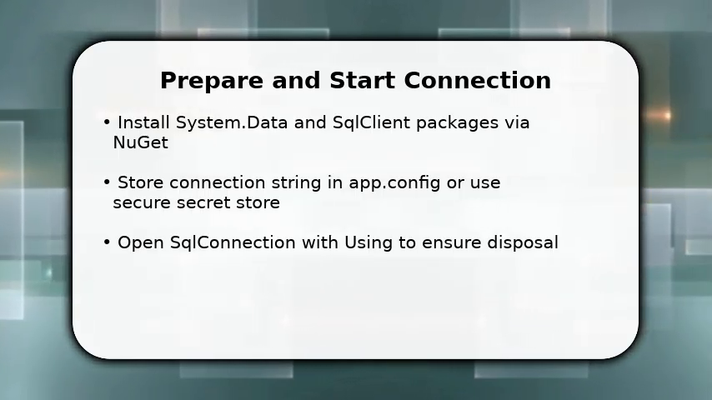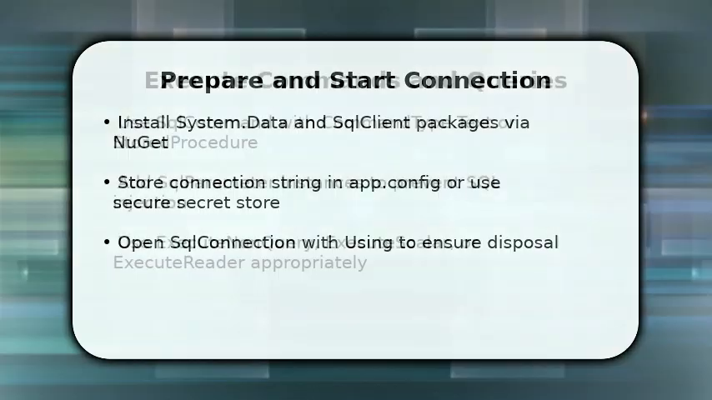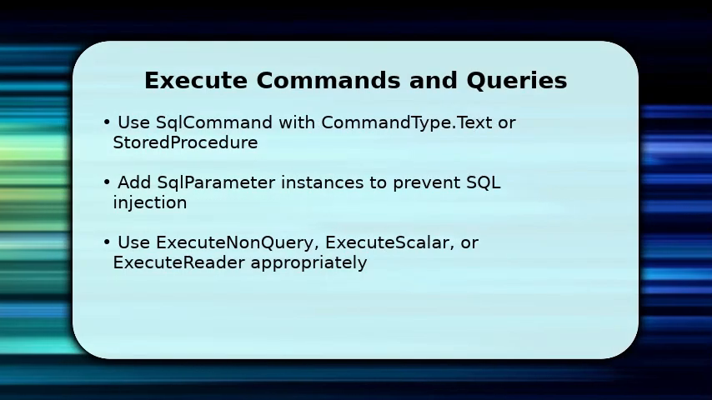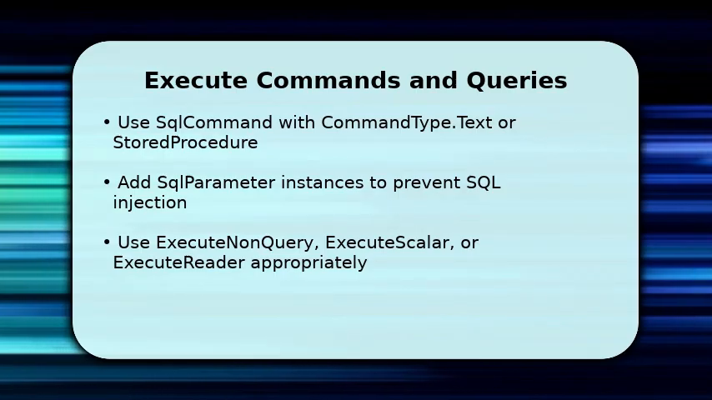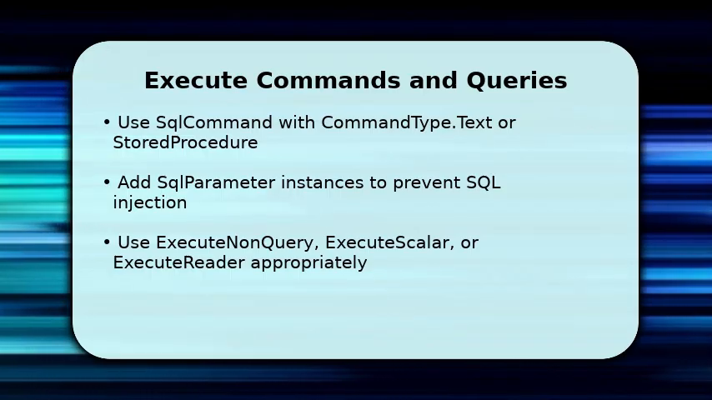Now you execute SQL. Create a SqlCommand, set CommandText or CommandType to StoredProcedure, and attach it to your open SqlConnection. You add SqlParameter objects for every user value. This prevents SQL injection and handles types. For inserts/updates, use ExecuteNonQuery. For single values, use ExecuteScalar. For rows, use ExecuteReader and iterate with Read. Once done, map columns to your objects and close the reader.